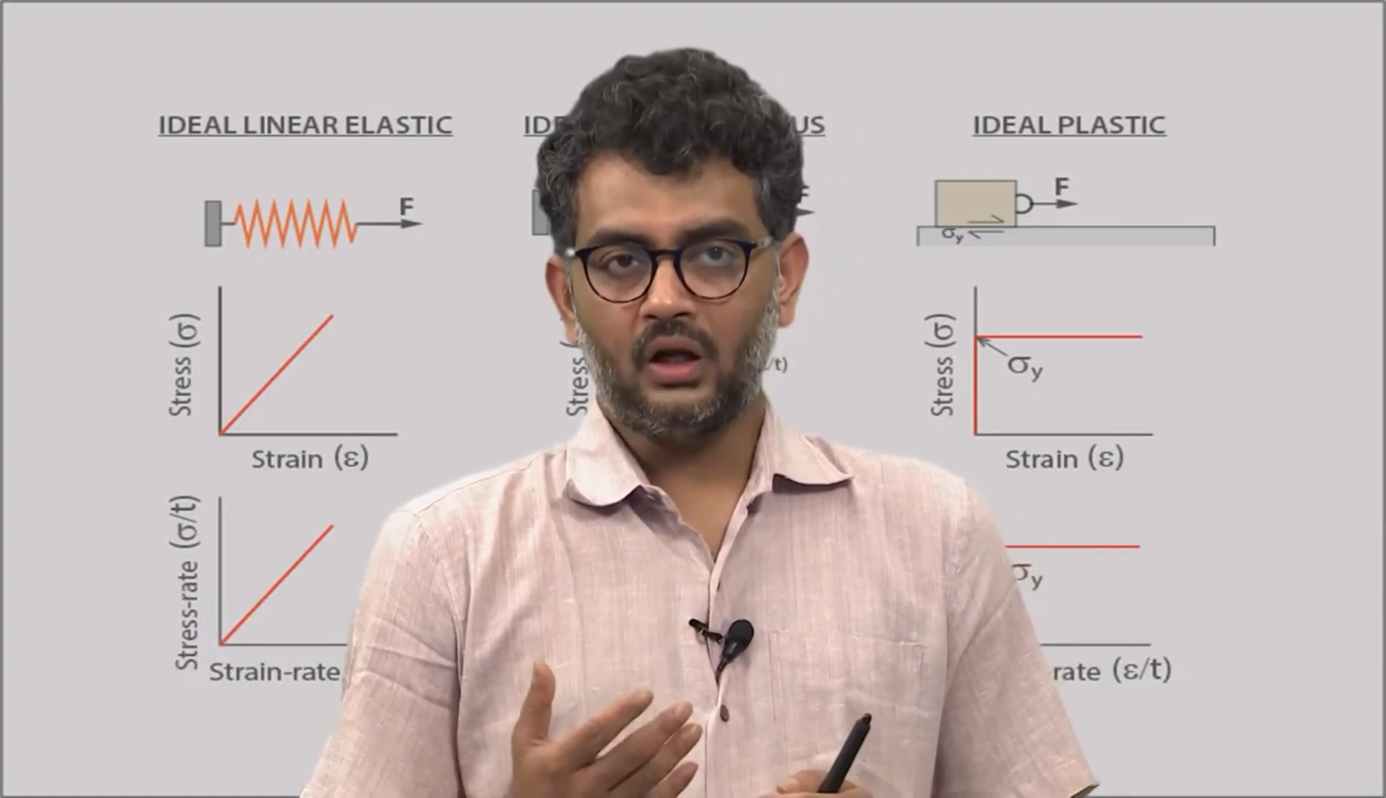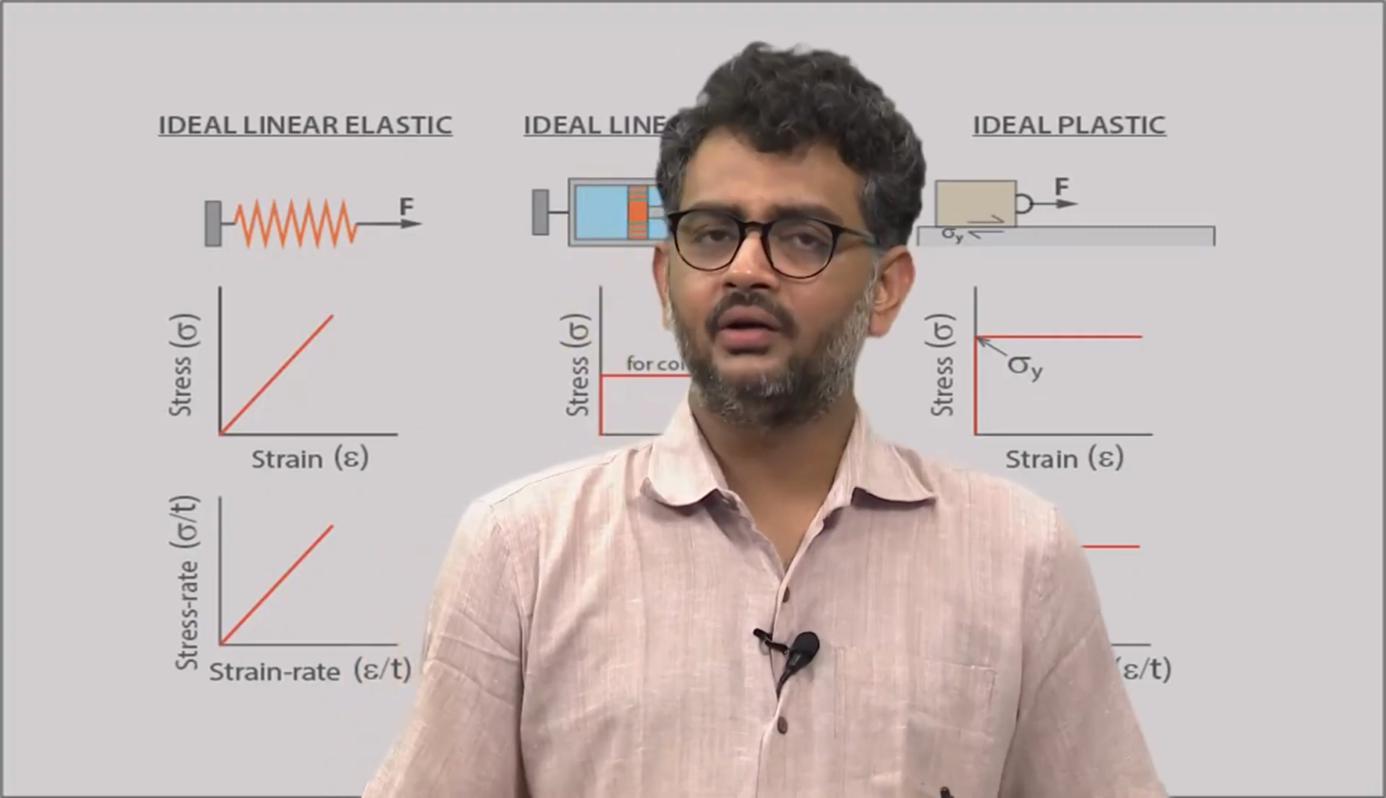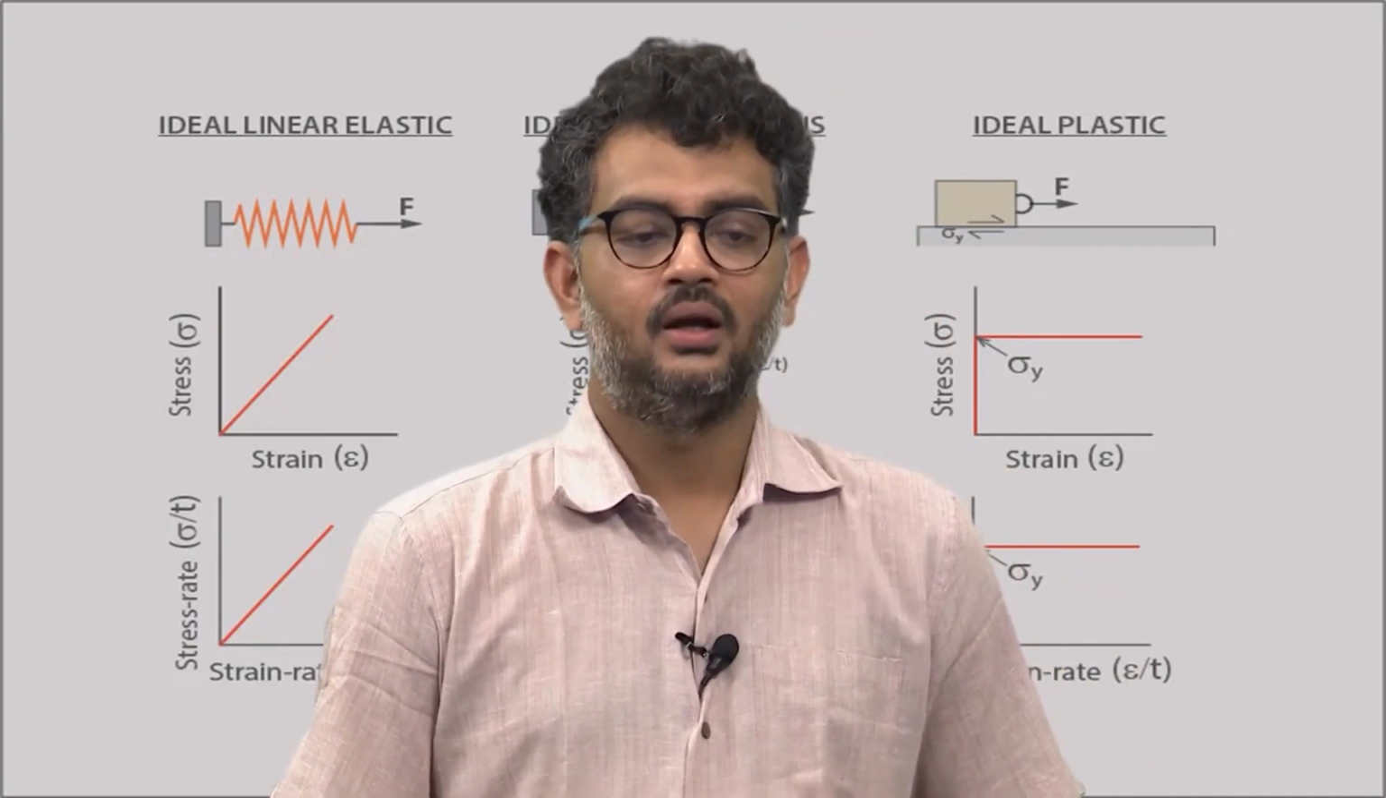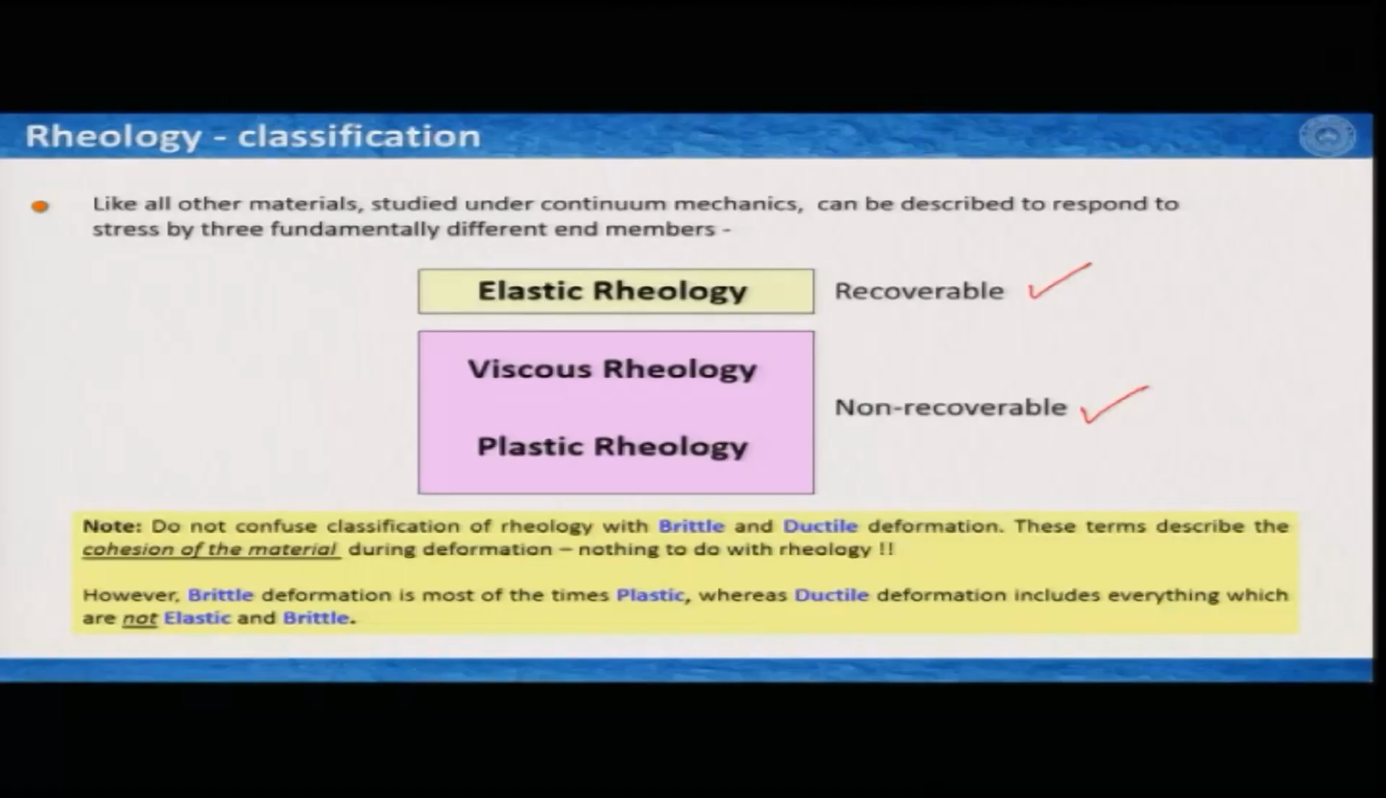Now, you can say very generally, but that is not strictly true for all cases, that brittle deformation is most of the time plastic, and ductile deformation mostly includes everything which is not elastic and not brittle. But remember, brittle and ductile, these two terms have nothing to do with elastic, viscous and plastic rheology.